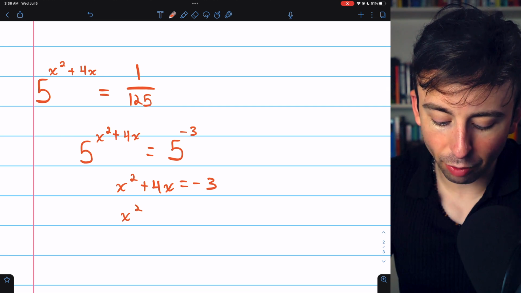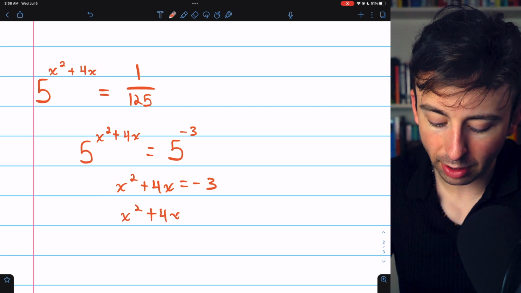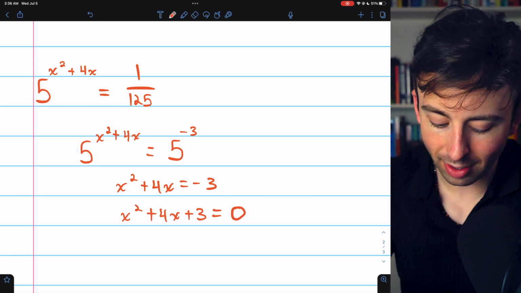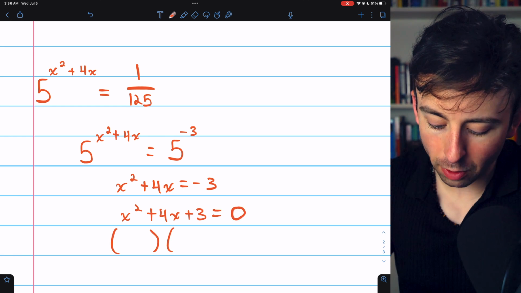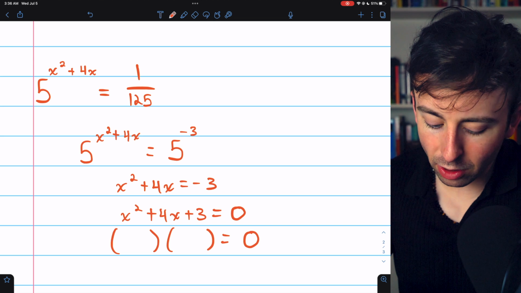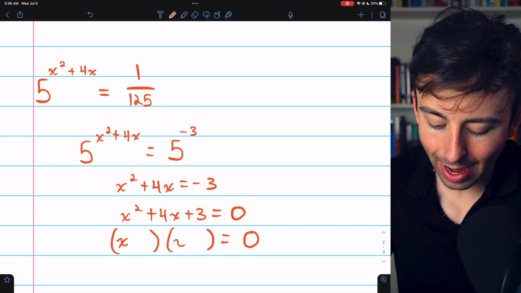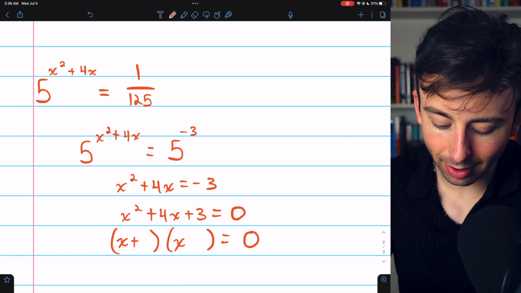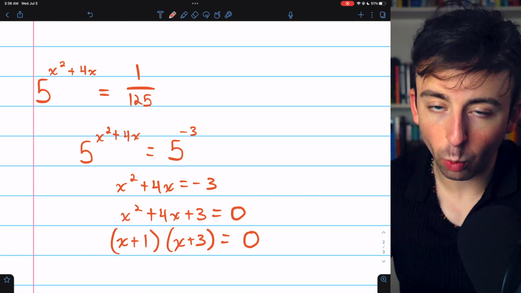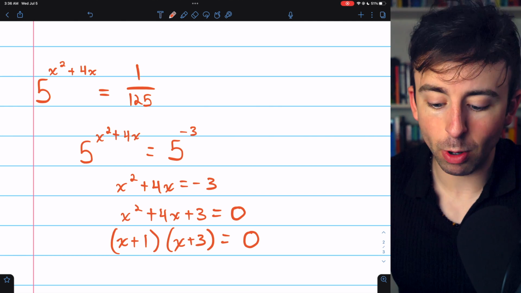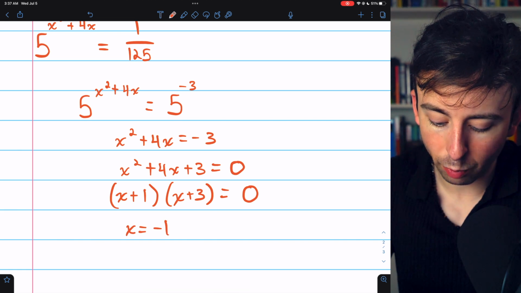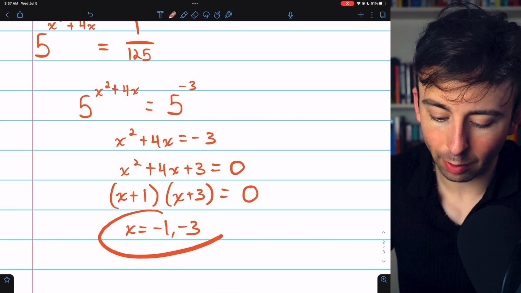We can then add 3 to both sides and solve this quadratic. X squared plus 4x plus 3 equals 0, and then we need to factor the left side. We need two numbers that multiply to 3 but add to 4. The obvious choice is 1 and 3. 1 times 3 is 3, 1 plus 3 is 4, and this gives us two solutions, x equals negative 1 or x equals negative 3.